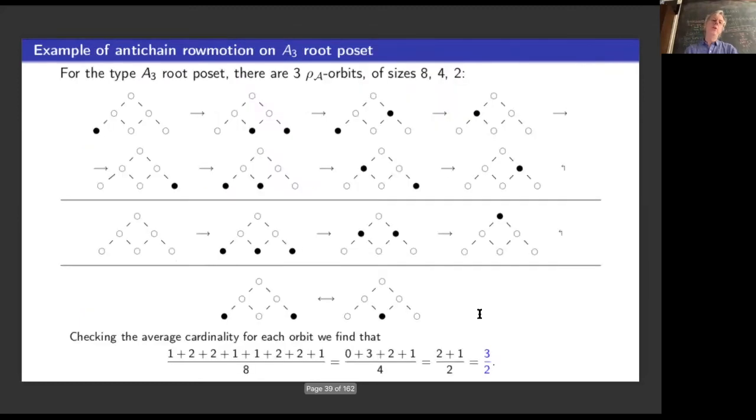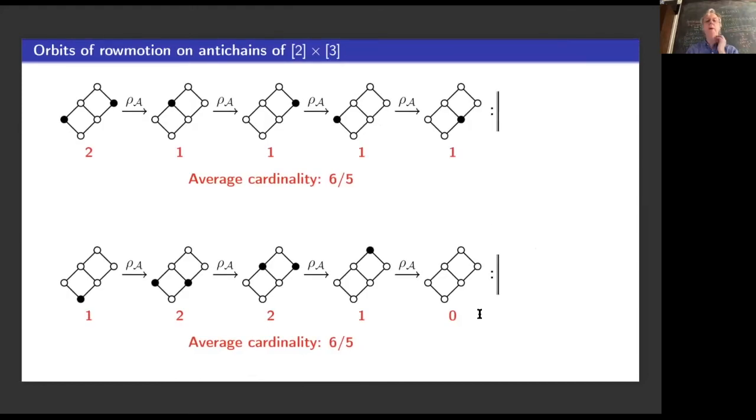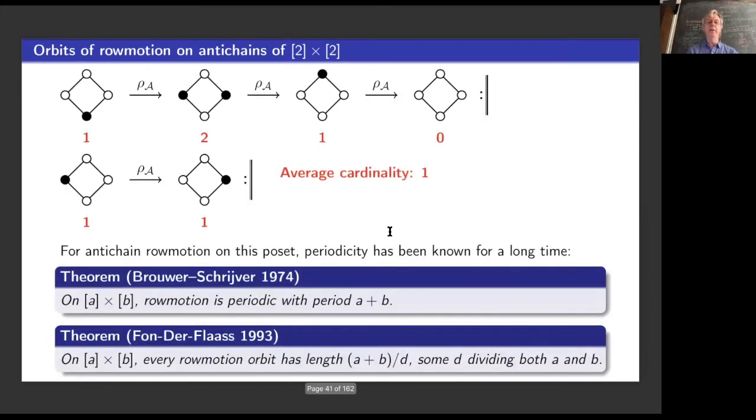Right, so now what other posets does this work for? So it works for the root posets. Jim Propp and I, in our first foray into homomesy, decided to check whether it would work on rowmotion on antichains of a rectangular poset. So here we've got the poset a 2-chain cross a 3-chain, and you can see, at least in these 2 examples, which cover most of the antichains, not all of them, that you're getting the same average cardinality. Here's the complete 2x2 case.